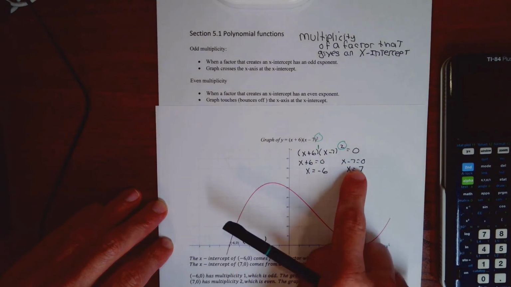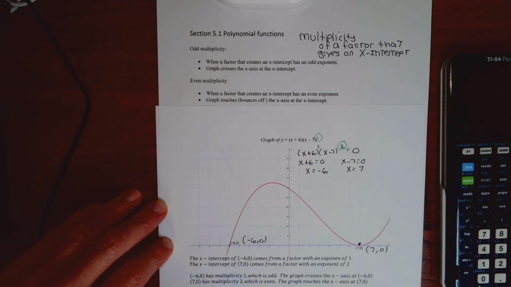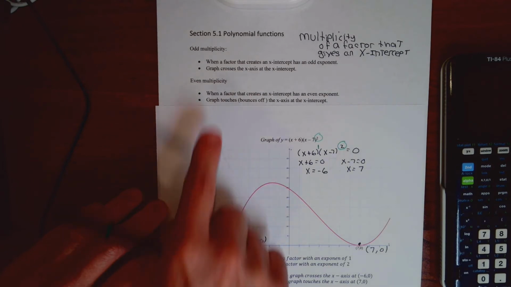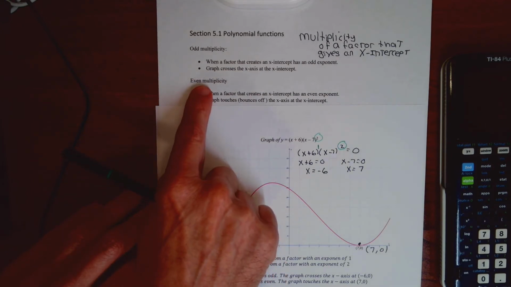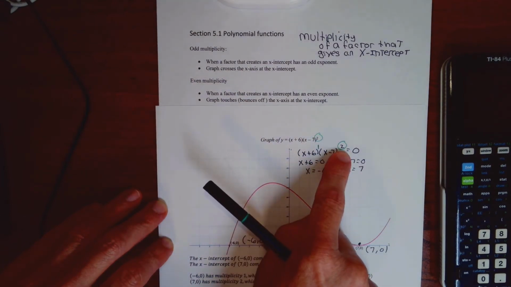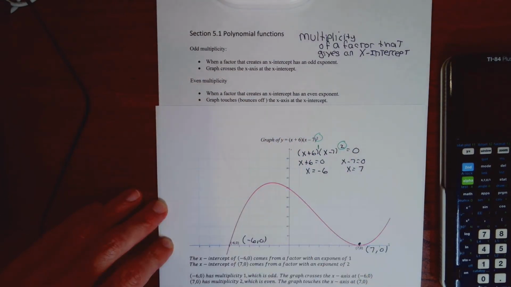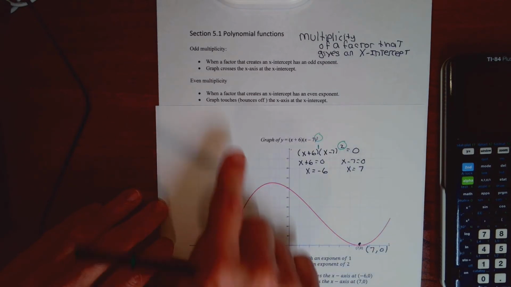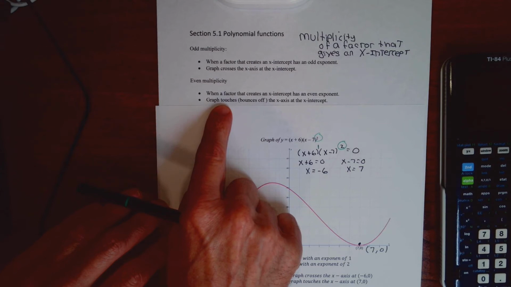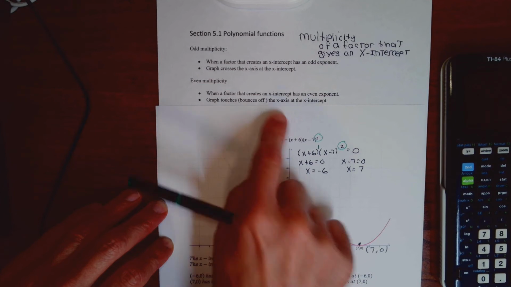I didn't need the exponent to find the x-coordinate of the x-intercept, but it impacts the graph. It turns out that if an exponent that creates an x-intercept is even, we say that x-intercept has even multiplicity. So it has multiplicity 2, which is an even number. The big deal is graphically what happens. If you have even multiplicity, the graph touches or bounces off the x-axis at the x-intercept.